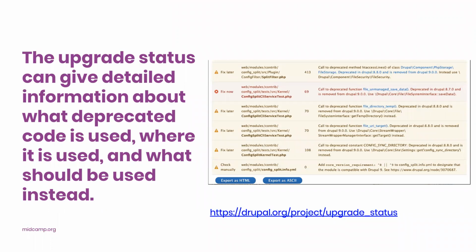This module can give detailed information as to what calls are made, what the replacement should be. And in this example here too, you see some things listed as fix now and a couple of things listed as fix later. That just goes back to what I was talking about before. There's a few things that may have been deprecated in Drupal 8.8. Their replacements aren't available in Drupal 8.7, which is still supported. So those are the ones that this will say fix later.